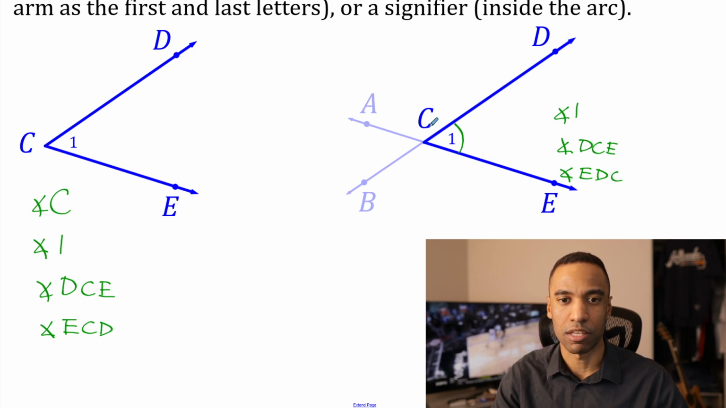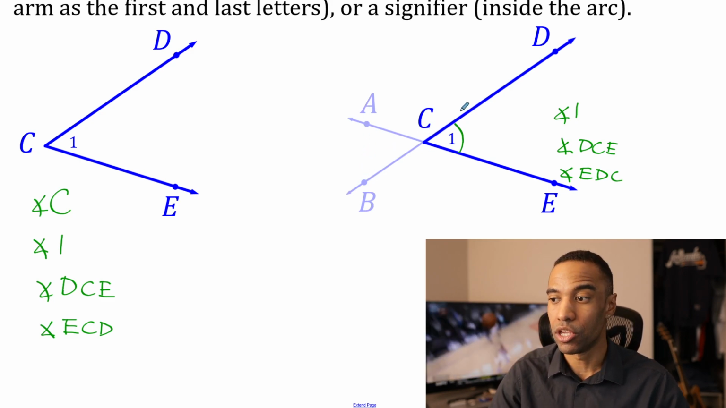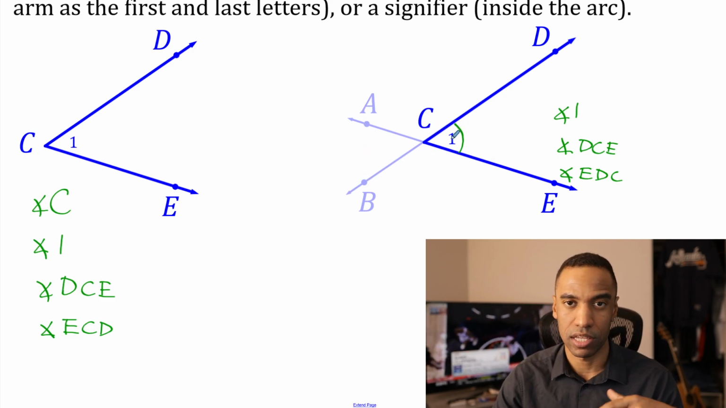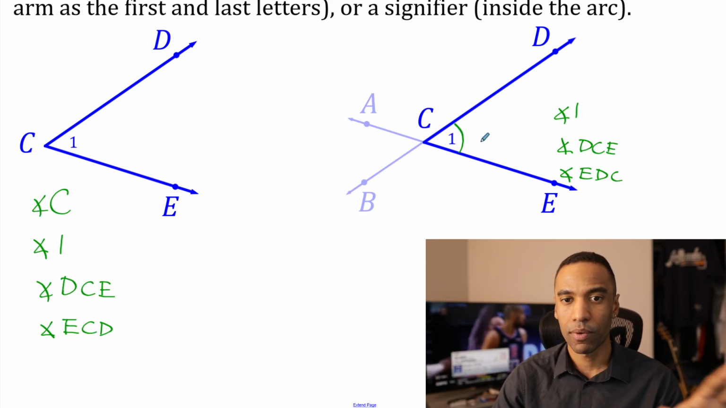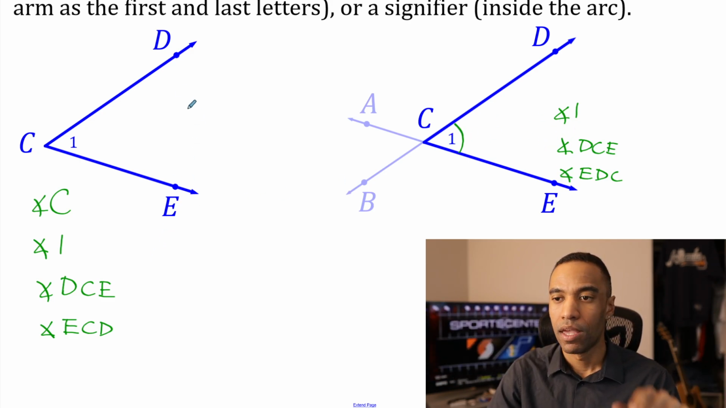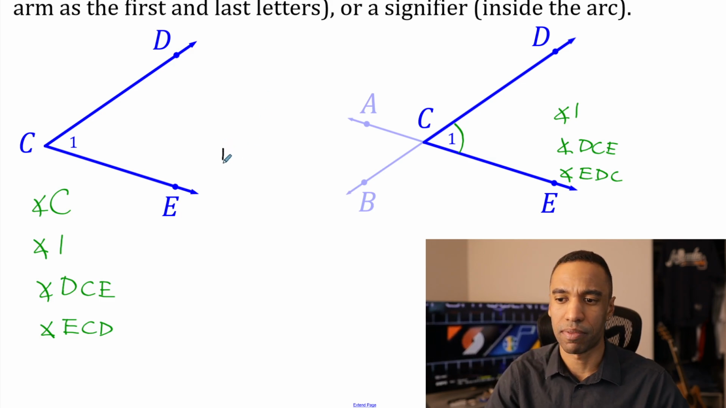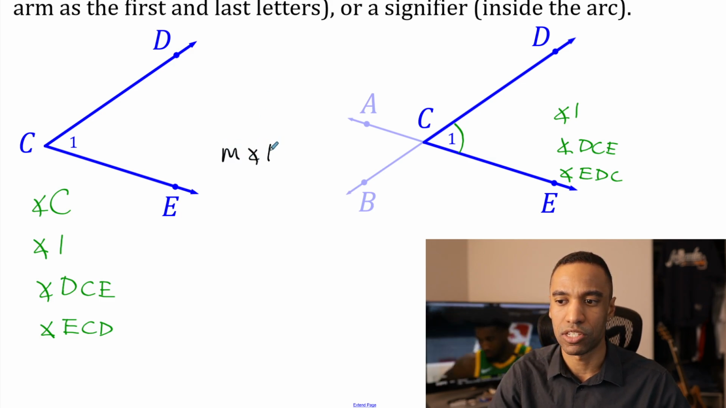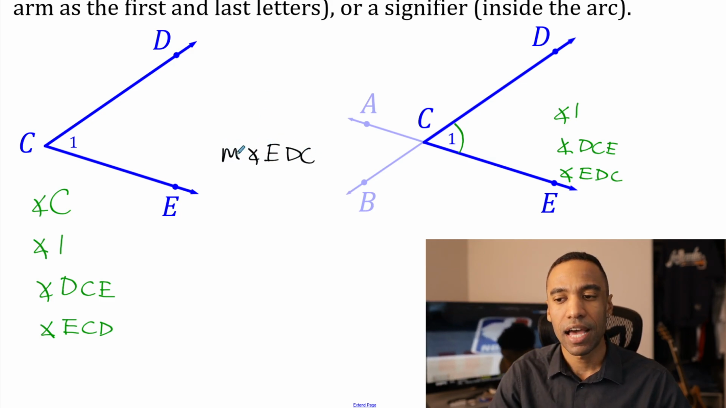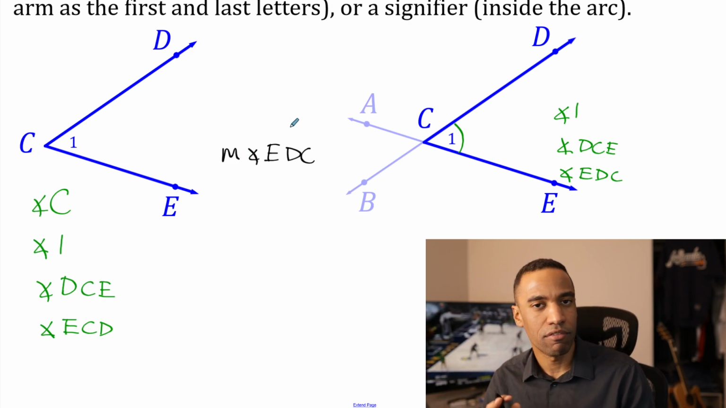I just want to throw out the A and the B to say I could not call this angle C. You can call this angle 1 though. The 1 being inside the arc does make it obvious. Anyway, those are different ways to name angles. Now, on these next pages, you're going to see something that says M angle something. Say it said M angle EDC. That's going to help tell you what the measure of the angle is.